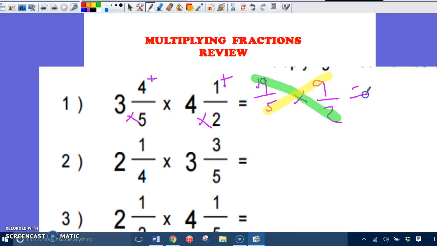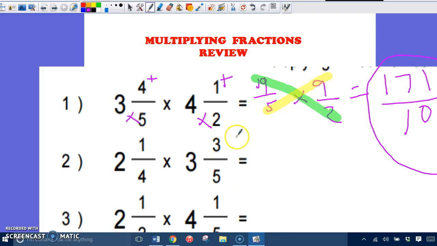So all I have to do now is multiply straight across. My 19 times 9, you can use your chart for that too. When you do, you'll get 171. My 5 times 2 is 10. But can we leave it like this? No, Mrs. Hart, we can't leave it like this. It's top heavy. That's right, it's improper. So you must divide it until you get a mixed number. This is what I mean. It goes back to this. You cannot leave final answers as improper.